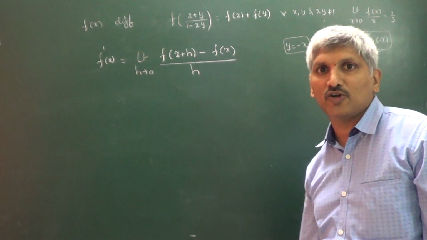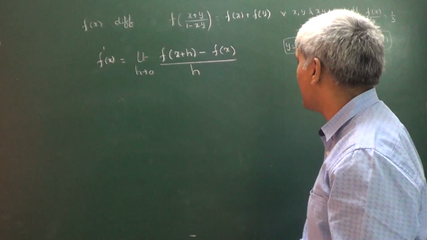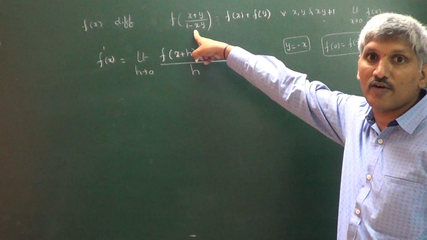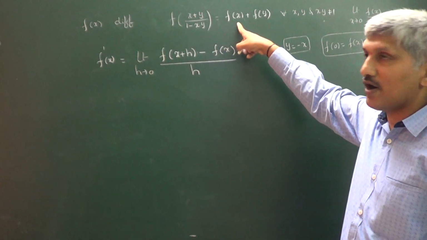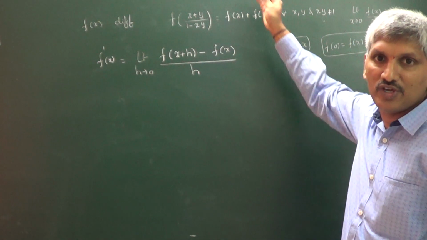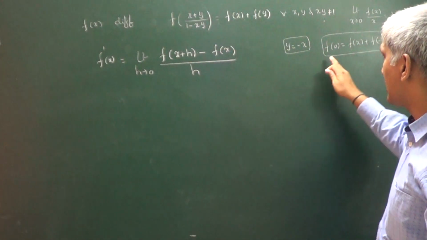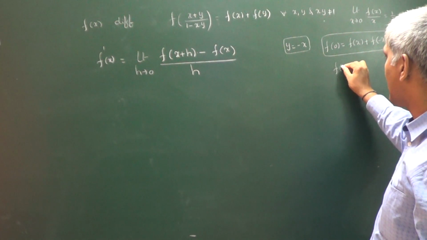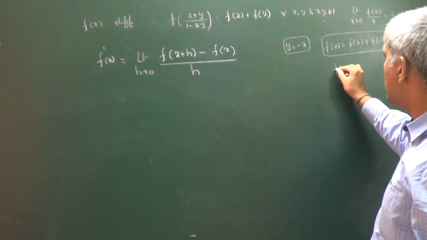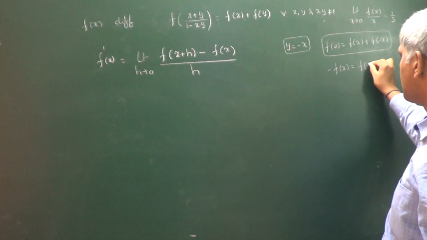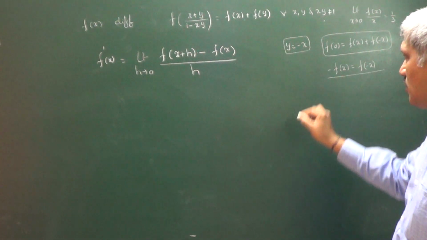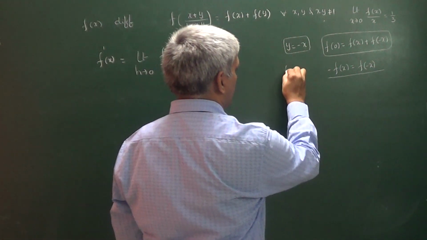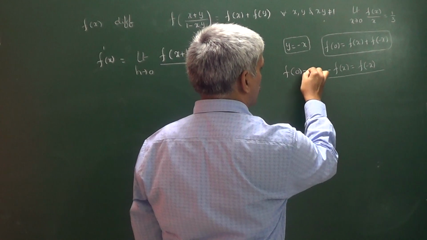If you put x is equal to 0 and y is equal to 0, then what happens? This becomes f of 0 is equal to f of 0 plus f of 0. f of 0 gets cancelled. We are getting the value of f of 0 is equal to 0. So from this I can say minus f of x we can write as f of minus x, and also we got the information f of 0 is equal to 0.